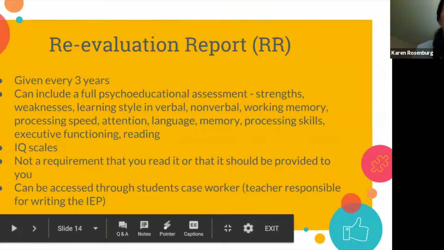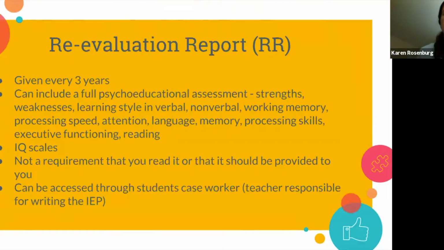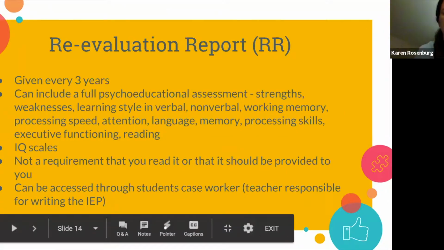And also, real quickly, there's something called a reevaluation report, and that's given every 3 years. You have access to it, but you're not legally required to read it, but it has a lot of really good information in it, and it gives you a really good, accurate picture of what a student is like. So if you really want to find out more about a student that you're having some issues with teaching, you could ask their caseworker about the reevaluation report. I used to have open access to them, and then they changed the system at my school, and now I can't just click on it and read it whenever I want. Which is unfortunate.